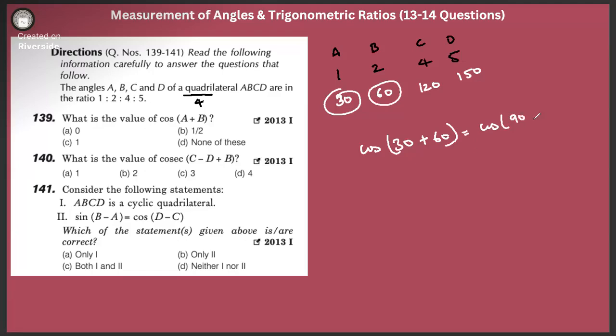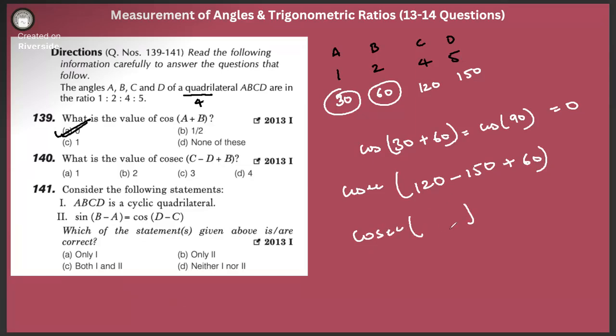Yeah. It is as equal as cos 90. Let's not be fearful in writing that. Yeah. And cos 90 is 0. Every one of us knows that. Then the next question is, cosecant of (C minus D plus B). How much do we write in this bracket? 30 degrees. Yeah.